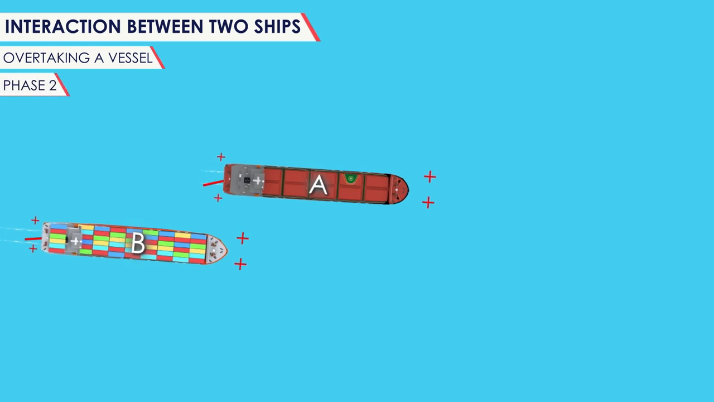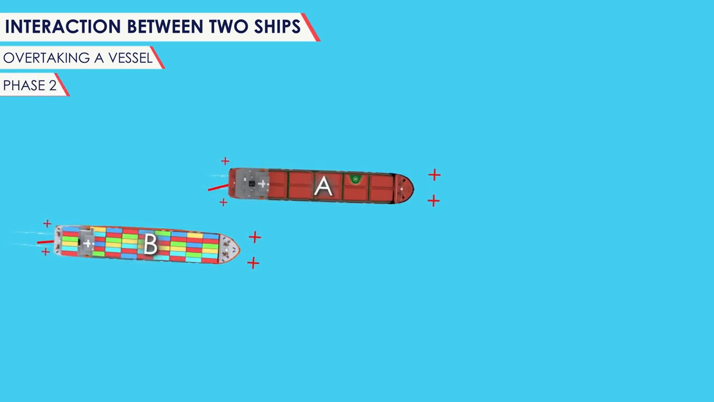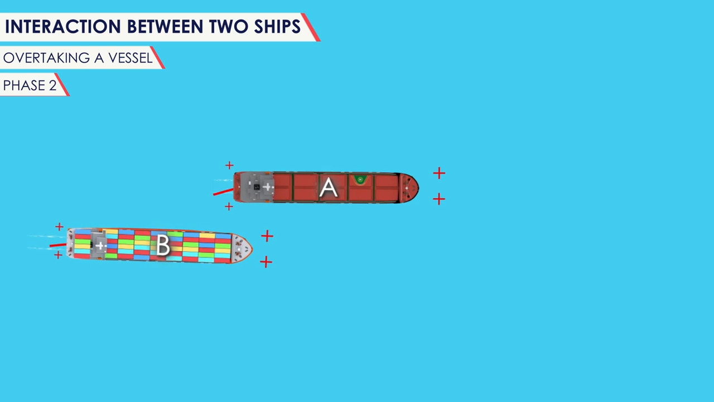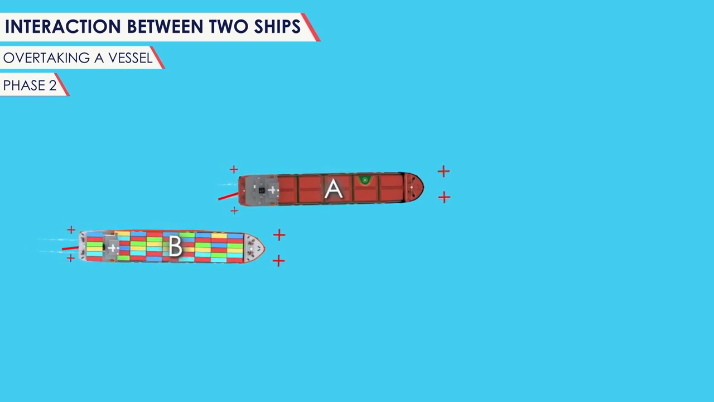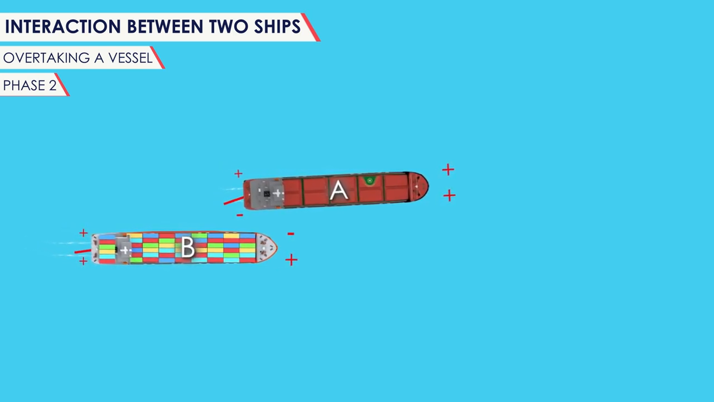In phase 2, if both vessels use helm to maintain course, then as the bow of ship B overlaps the stern of ship A, the Bernoulli's effect between the two ships turns the high pressure into low pressure, drawing the bows of ship B and stern of ship A closer. This is generally the most dangerous point in overtaking, as there is both a turning moment and bodily suction drawing the ships closer to each other.